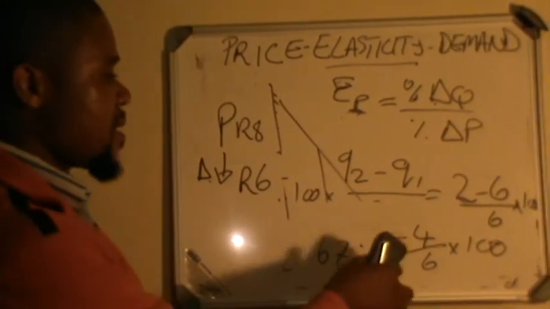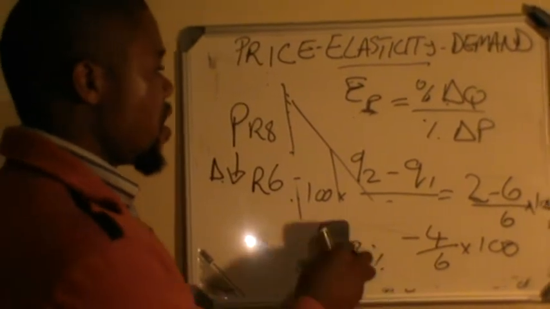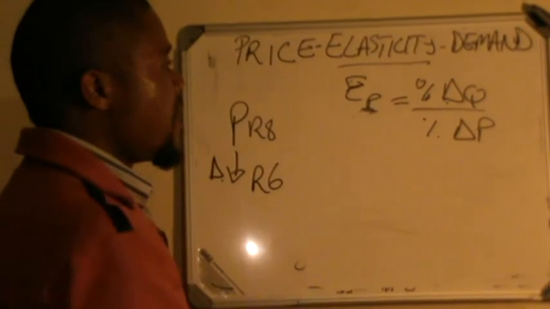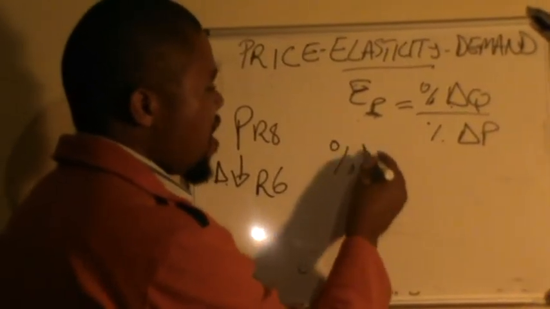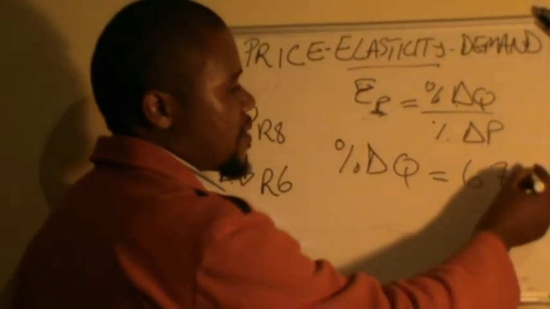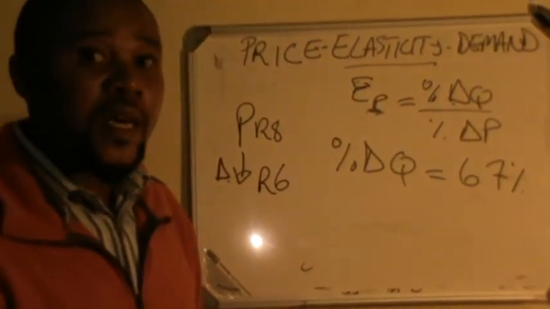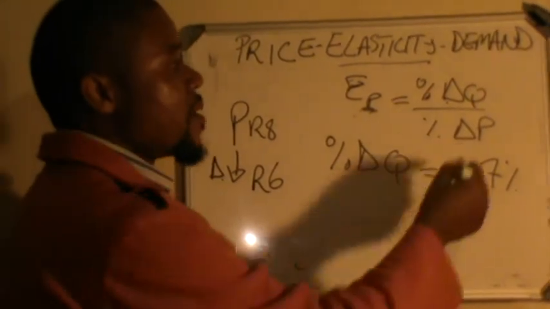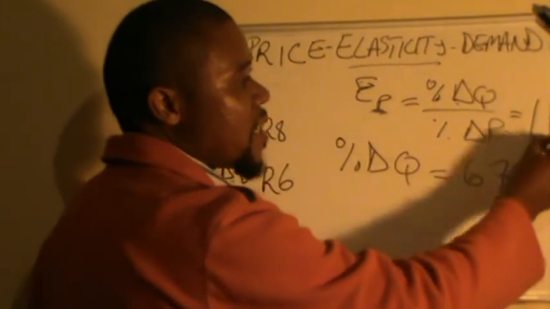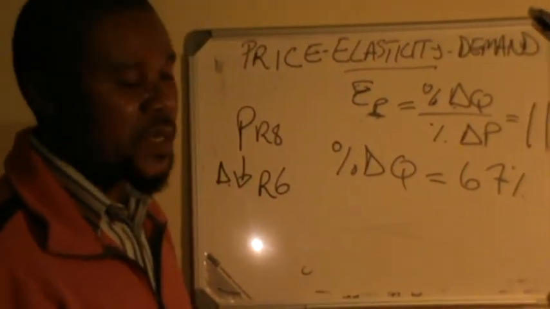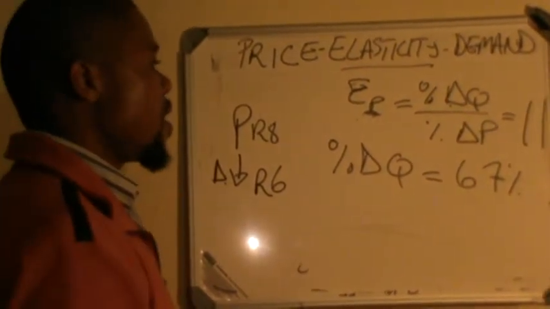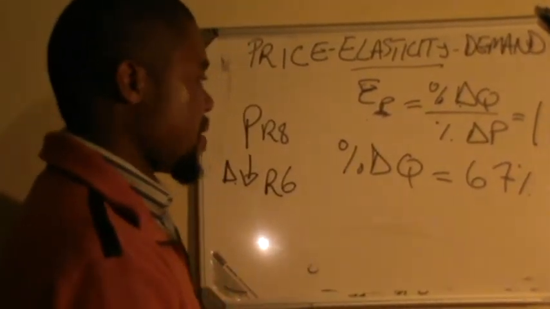That is a 67% change. So now we know that the percentage change in quantity equals 67%. It was a negative, but because we measure price elasticity of demand in absolute value terms, it's always a positive. Whatever negative number you get, you turn it into a positive, 67%.